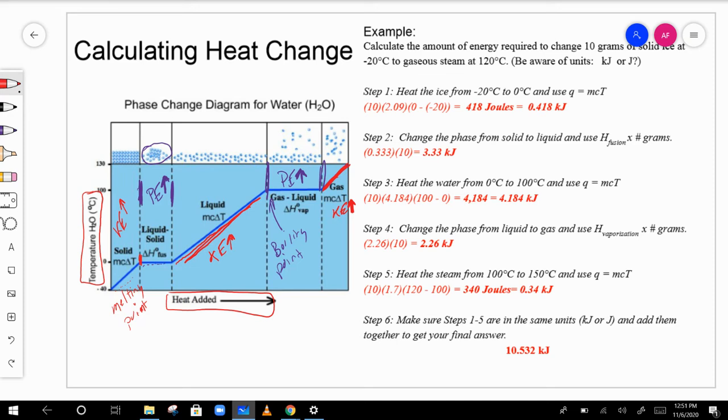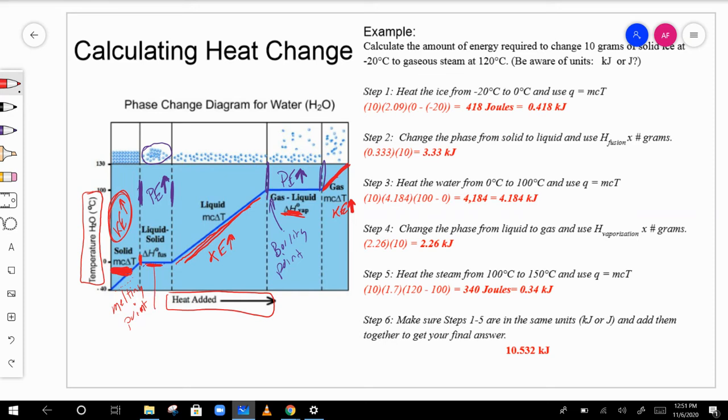Now if we're changing kinetic energy, we're going to be using Q equals mc delta T. If we have a temperature change, that means we're changing kinetic energy, and we use Q equals mc delta T to calculate the amount of energy released or absorbed. In this case, absorbed, because we're heating the ice up. If we don't have a temperature change, we're going to use the delta H of fusion and the delta H of vaporization. Each change in state has a different delta H.